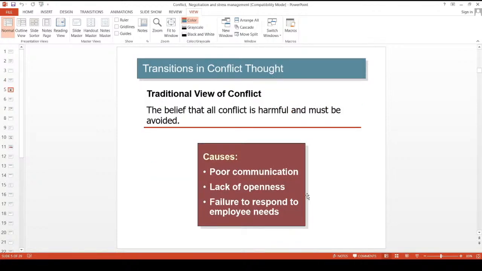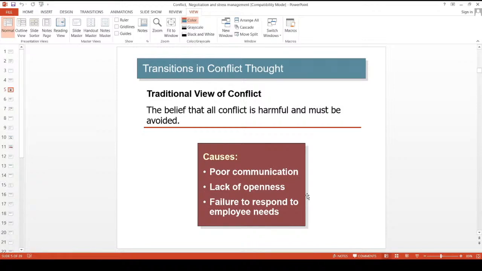Let's discuss the different transitions in conflict thought. These transitions define the different views about conflict. Again, these views are defined by different theories on the basis of their own research. One perspective about conflict is the traditional view of conflict, which most people know about. And what is that view? The belief that all conflict is harmful and must be avoided.